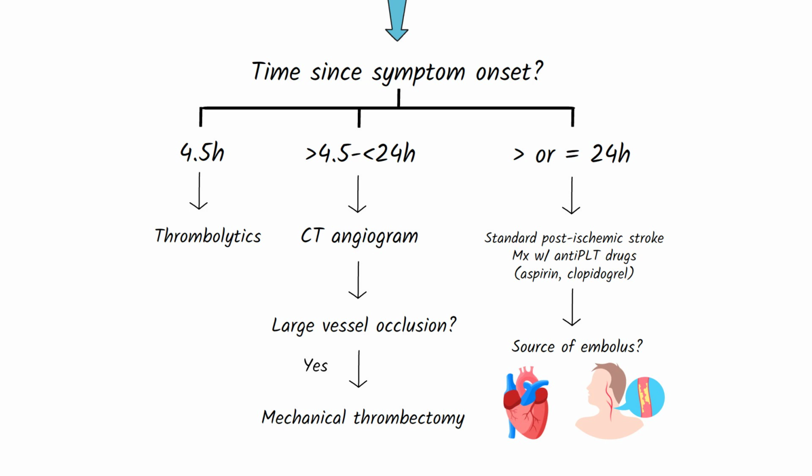We can also do the same thing to the patients who come to us within 4.5 hours of symptom onset. After giving thrombolytics, we can do a CT angiogram to locate the clot, and if there's a large vessel occlusion present, we can get rid of it with mechanical thrombectomy. If there's no occlusion, then we can manage these patients with antiplatelet drugs and investigate the source of the embolus.